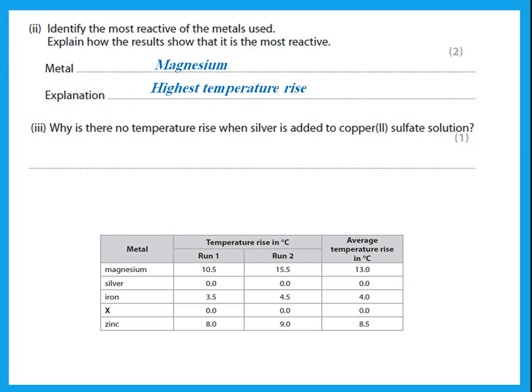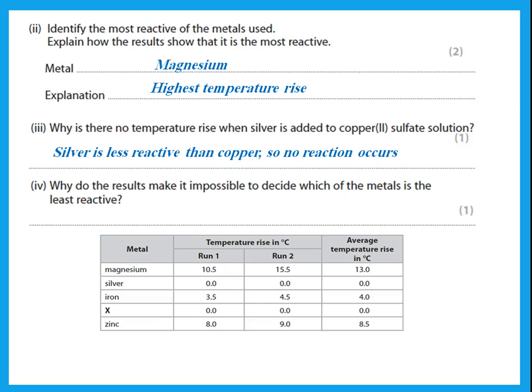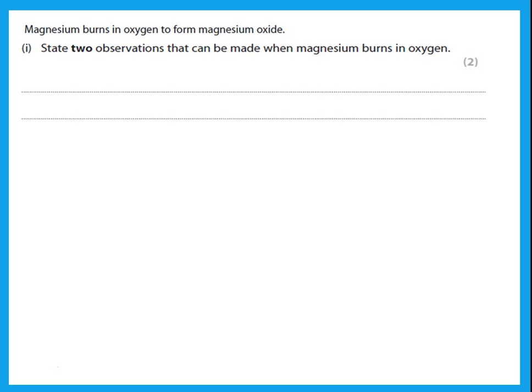Why is there no temperature rise when silver is added to copper sulfate? We said if there is no temperature rise, that means that it did not react. And if it did not react, that means that the silver is less reactive than copper. If I put silver in copper sulfate, no reaction, that means that silver is less reactive than copper. Why do the results make it impossible to decide which of the metals is the least reactive? Of course, if I look at the table, silver did not react and X did not react. So I cannot tell which one is less reactive than which. So both silver and metal X did not react.